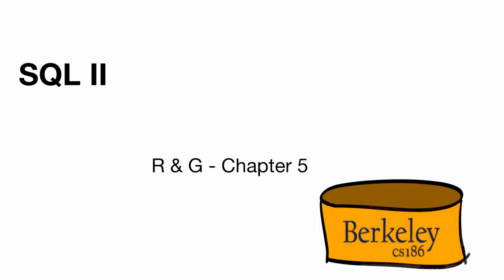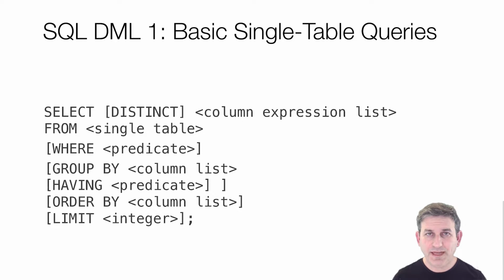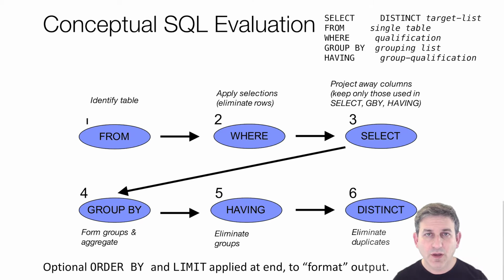SQL, Part 2. Up to now, we've been looking at SQL queries that are defined over a single table. And let's just review how these SQL queries are interpreted by looking at their clauses one at a time. When we think about an SQL query, we start in step 1 with identifying the table in the from clause. So usually when we want to look at an SQL query, the from clause is a good place to start.